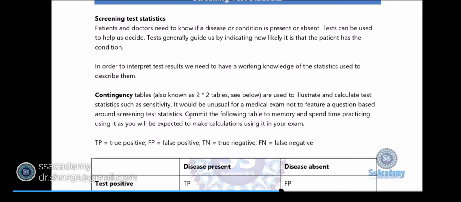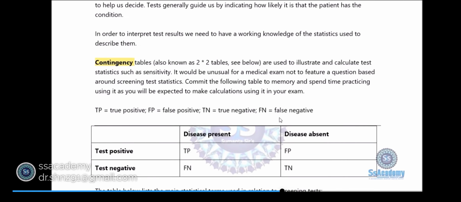And for this, there are contingency tables, also known as 2 into 2 tables. The 2 into 2 data are used to illustrate and calculate the test statistics such as sensitivity.